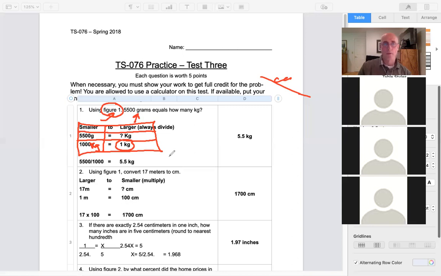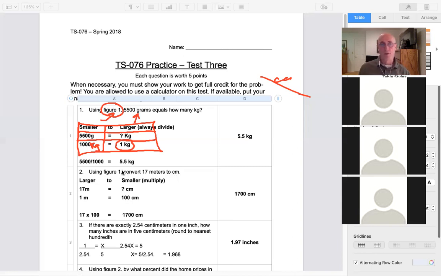All right, so I'm going to move on to the next one. I'll change color just for the sake of it. It says using figure 1, convert 17 meters to centimeters. This one I know is correct. A meter is like the 100-meter dash. There are 100 centimeters in every meter.